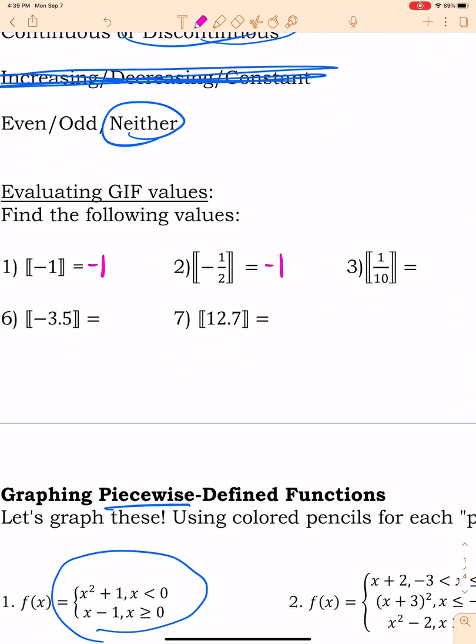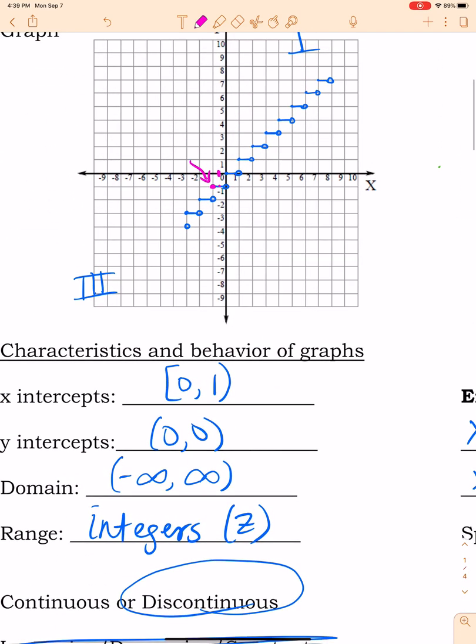So it's -1 when x is -1 right here. And it's also -1 when x is -1/2. I wonder what it is when x is -3/4. What do you think it is? Guess what? It's -1. Since there's a flat line right there, every single value for x between 0 and -1, the y value is -1 because of this line right here. Awesome. You're getting the hang of it, aren't you?